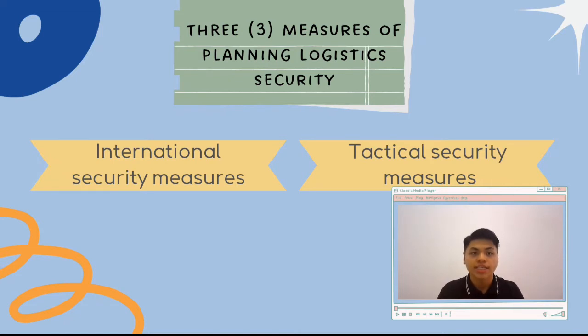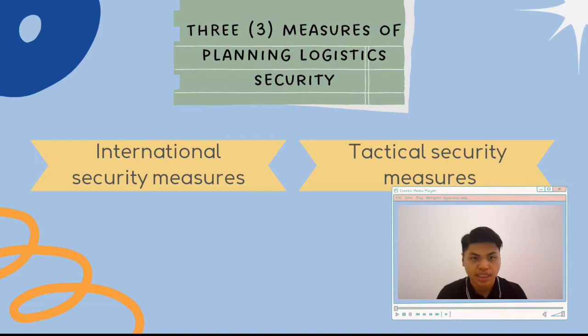23DLS20F1081. Today, I want to talk about 2 of the 3 measures of planning logistics security. Before that, I want to explain about measures of planning logistics security. Measures are the set of procedures that can be implemented to maintain the integrity of the passenger or cargo, namely inspection, the security of facilities and personnel, as well as of the data and the supporting information system.